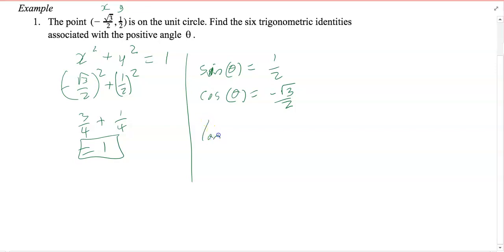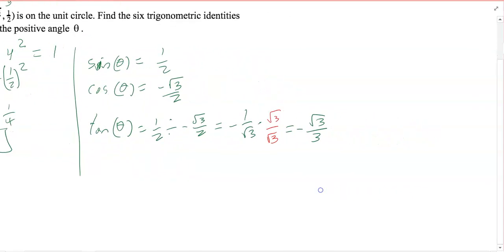The tan of theta is going to be the sine of theta over the cosine of theta, that's 1/2 divided by negative radical 3 over 2, which will become negative 1 over radical 3. And if you want to rationalize the denominator, multiply both the top and bottom by radical 3 over radical 3, and that will give us negative radical 3 over positive 3. That is a way of making our denominator positive. Now the cosecant of theta is the reciprocal of sine, that's 1 over 1/2, that would become 2.